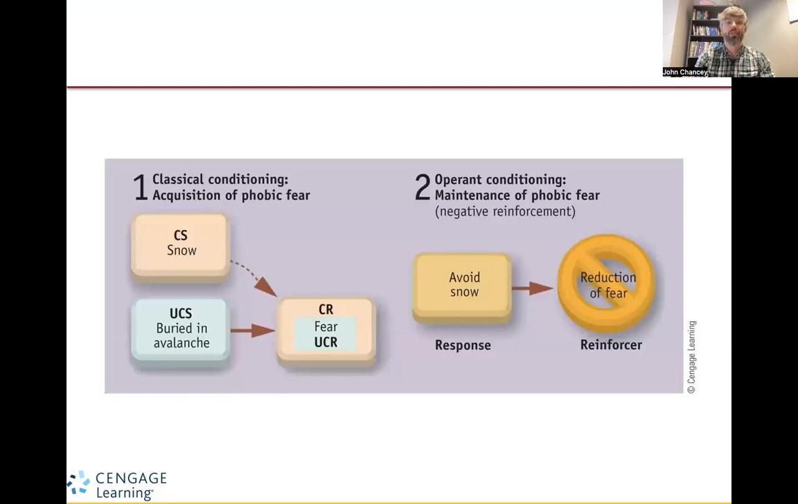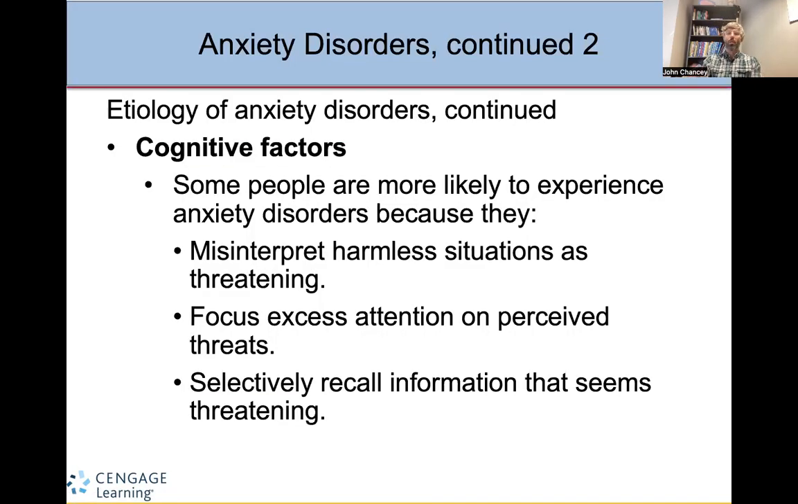So here's just an example of classical conditioning. You have your conditioned stimulus of snow and the unconditioned stimulus of being buried in an avalanche. You pair these two together, and you now associate snow with, oh my gosh, if I see snow, it makes me feel anxious. It makes me feel like I'm going to get stuck in an avalanche. And the operant conditioning reaction to this is you avoid snow. This is a negative reinforcement. An example of negative reinforcement leads to reduction of fear. It reinforces that behavior.